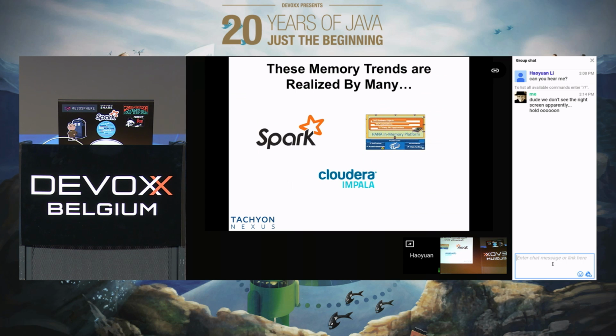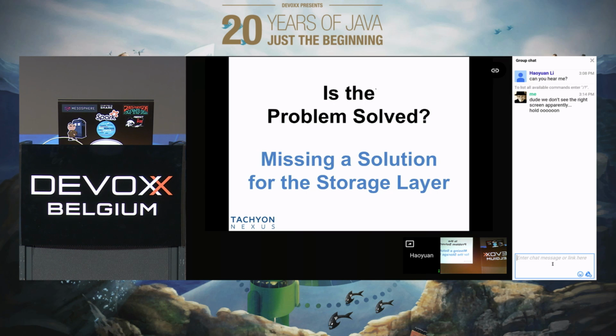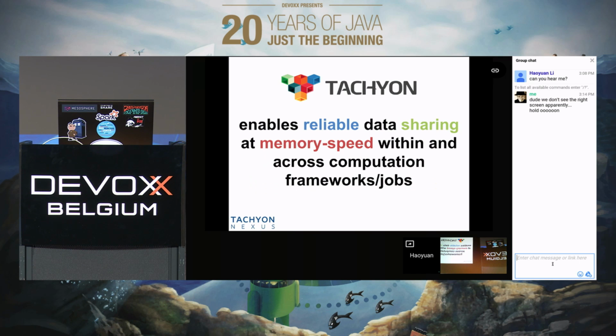So this trend has been realized by many. For example, you have Spark, you have the HANA in-memory database, you have Cloudera Impala, but the issue is still not solved. We're still missing a solution for the storage layer. So Tachyon fills the gap. Tachyon enables reliable data sharing at memory speed within and across computation frameworks or jobs.